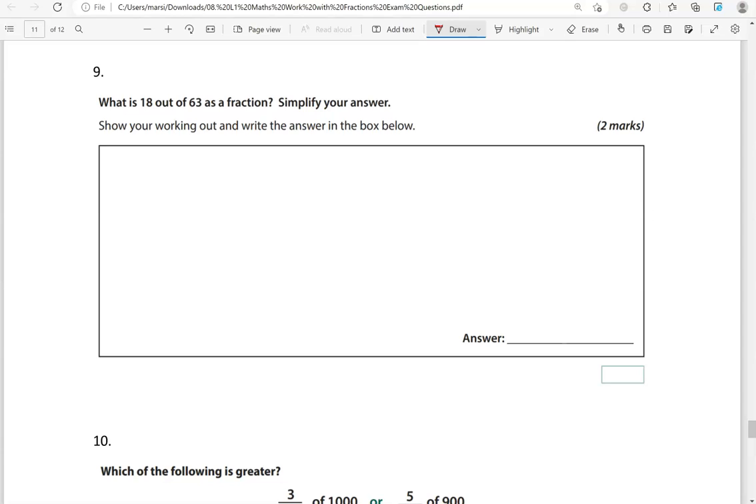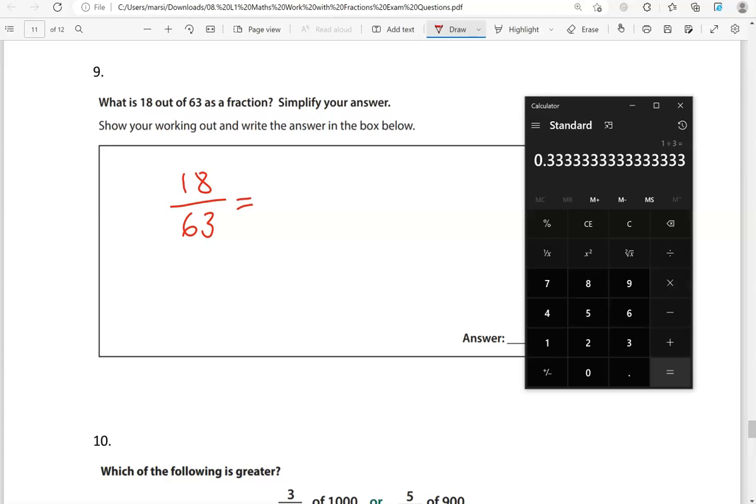What is 18 out of 63 as a fraction? Simplify your answer. So 18 out of 63. Let's have a look. Can we divide by 18? Can we divide 63 by 18 and get a whole number? No, we can't. So that doesn't work.